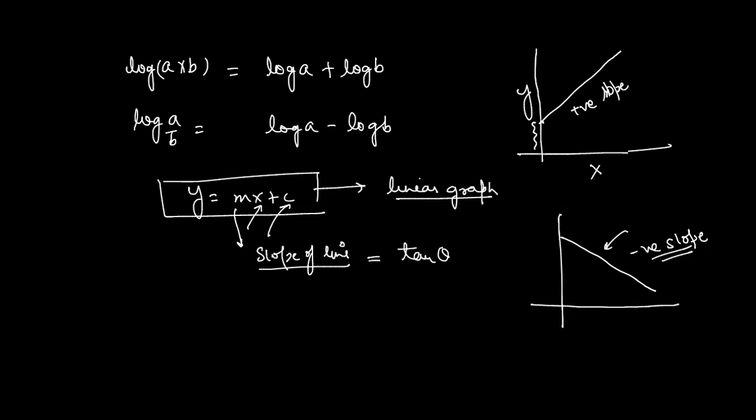Okay, so let's move further. Now you understood what the slope of the line is. Slope means this is the positive slope, and this is the negative slope.